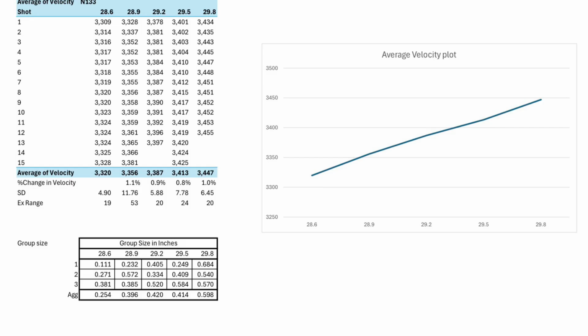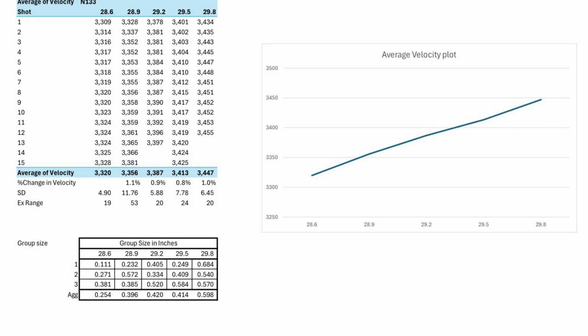And you can see that the velocity roughly went up by 1%. So there was a direct relationship here between how much powder I put in and how much the velocity went up. That also goes over to the chart, that there's a linear progression in the velocity by the increase in powder going in.